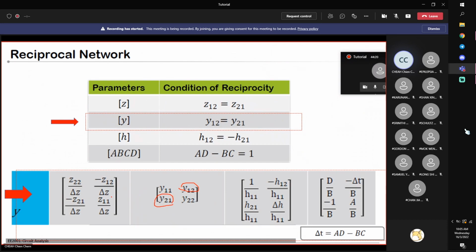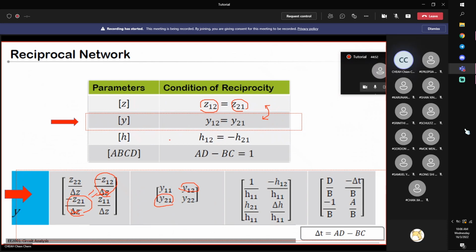This means that for Z form, after you transform into Y form, right, you just compare these two conditions. This must be equal to this. Okay, they have the same denominator and they have the same sign. So therefore you get this condition, Z12 is equal to Z21. So Z parameters is easy to remember, right? They are the same. Right? Just compare the element 1,2 with the element 2,1. If they are the same, then it's called reciprocal.